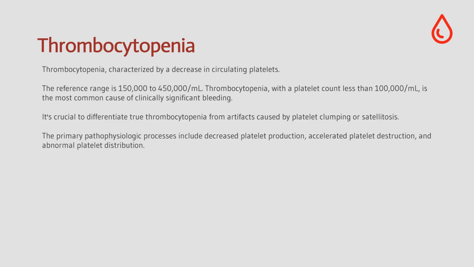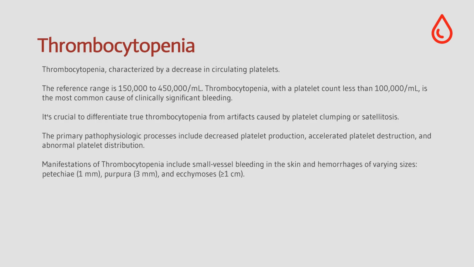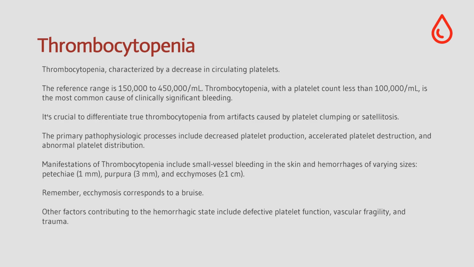The primary pathophysiologic processes include decreased platelet production, accelerated platelet destruction, and abnormal platelet distribution. Manifestations of thrombocytopenia include small vessel bleeding in the skin and hemorrhages of varying sizes: petechiae, 1 mm; purpura, 3 mm; and ecchymosis, greater than or equal to 1 cm. Remember, ecchymosis corresponds to a bruise. Other factors contributing to the hemorrhagic state include defective platelet function, vascular fragility, and trauma.